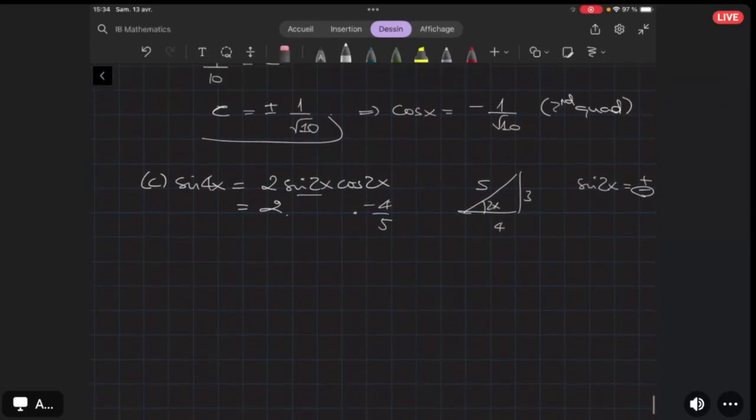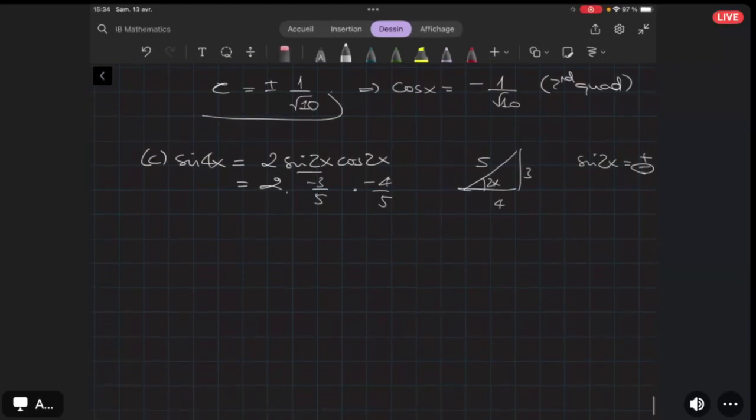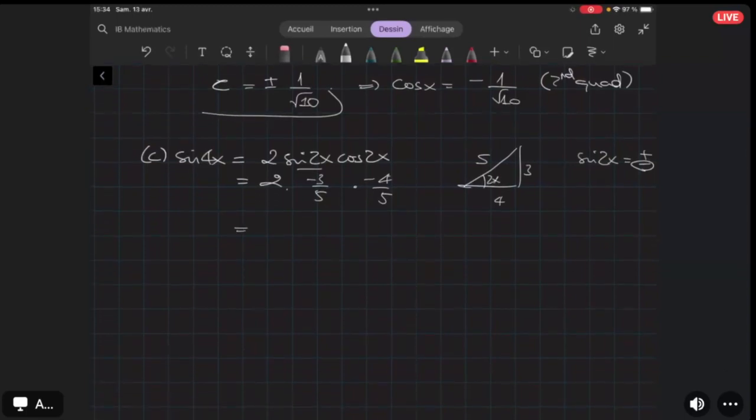So, negative 3 over 5 over here. 2 times negative 3 over 5 times negative 4 over 5, we get 24 over 25. So this question can easily show up in the later parts of section A on paper 1. Questions? If not, we shall move on to 4.